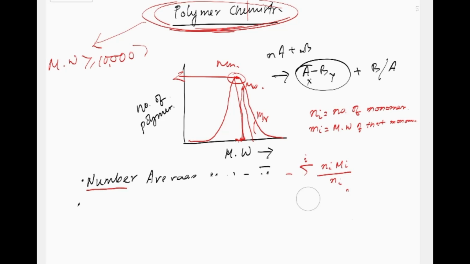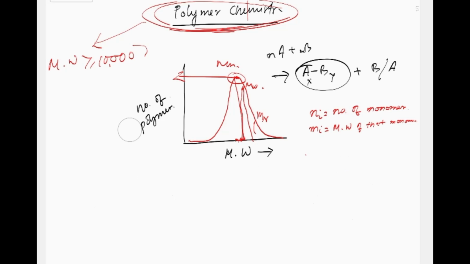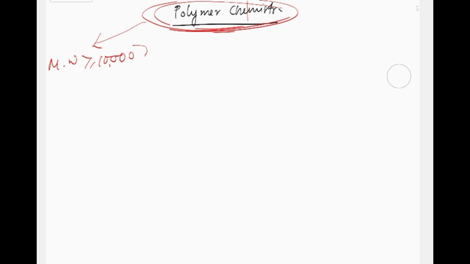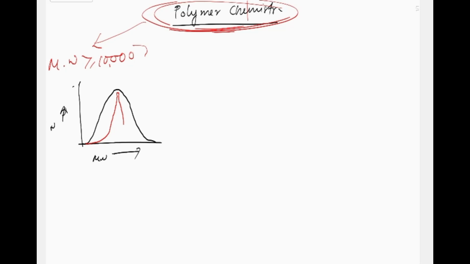Now there is another term called the polydispersity index, which determines how broad the dispersity is. This dispersity may be higher, or it may be lower. So these two kinds of plots we can draw for a polymer, with molecular weight here and number, suppose n, here. Two kinds of peaks we can obtain. This is one dispersity, and another may be like this.